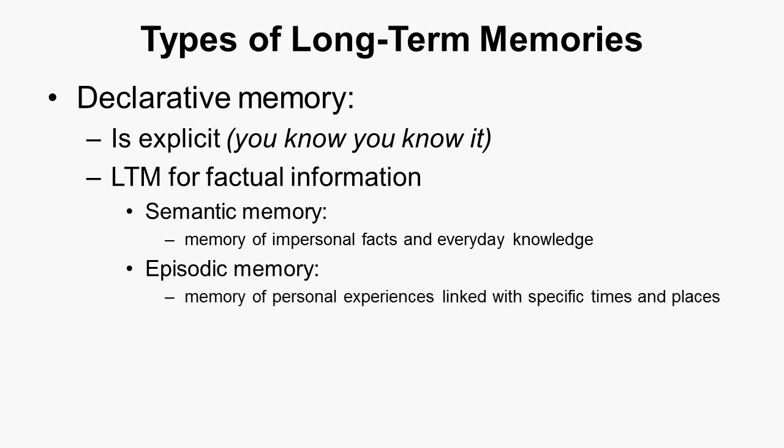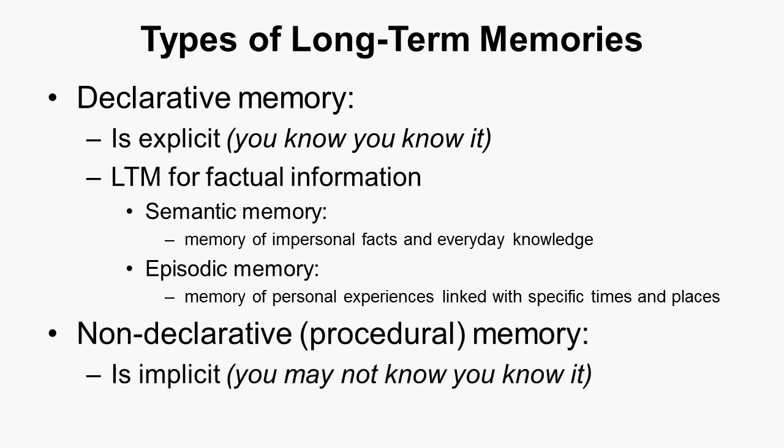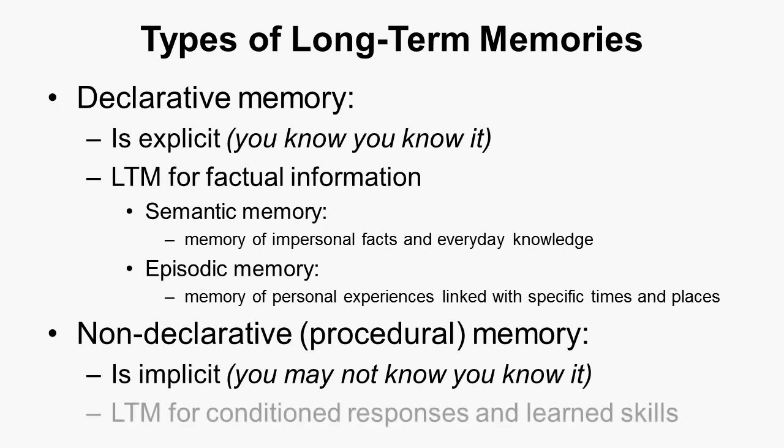But you also have non-declarative or procedural memories, and these are things that you don't always know that you know. They're implicit. These would be things like long-term memories for motor skills, like how to ride a bike, or how to cook an egg. You don't necessarily need to think about these things, and if you try to explain to somebody how to do them, you might find it difficult because, as I just said, you don't really think about it. It just kind of happens.